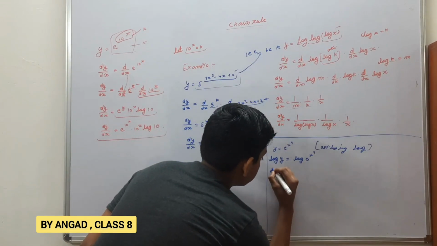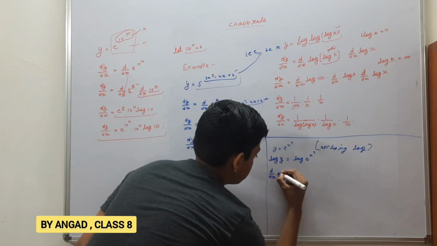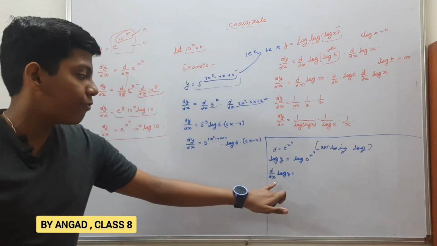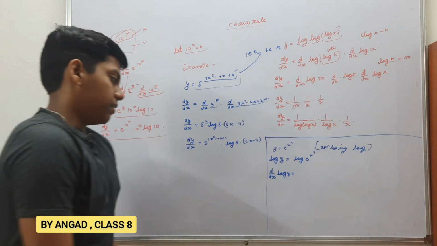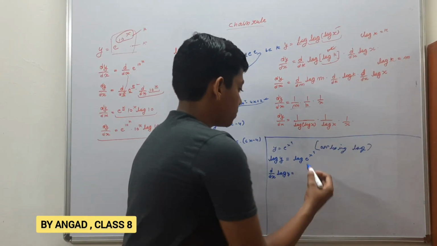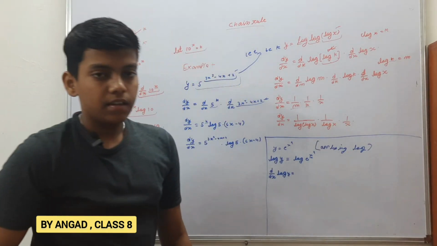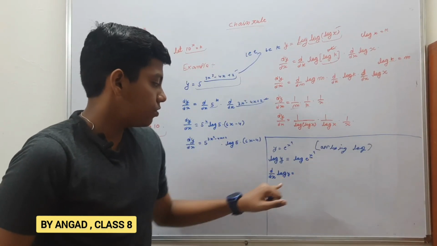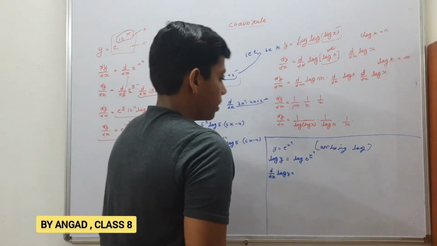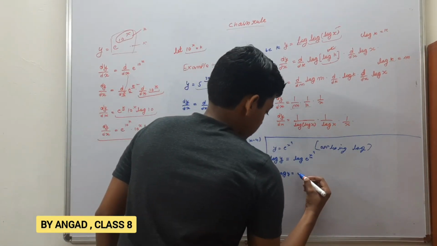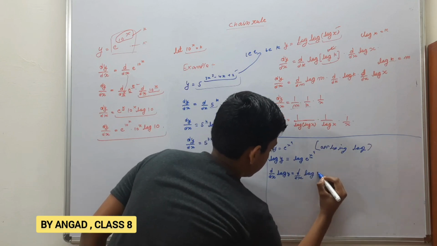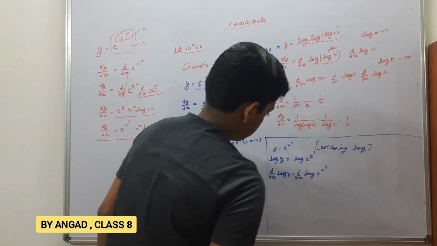Then we need to differentiate them. d by dx log y. You might be wondering, why didn't I write dy here? There's a reason. In these types of sums, you will have to differentiate with respect to the variable on the right hand side. Here x is used, so you will have to differentiate with respect to x on the left hand side also. So d by dx log e to the power x to the power 9.